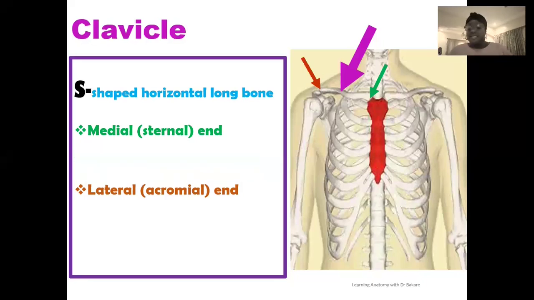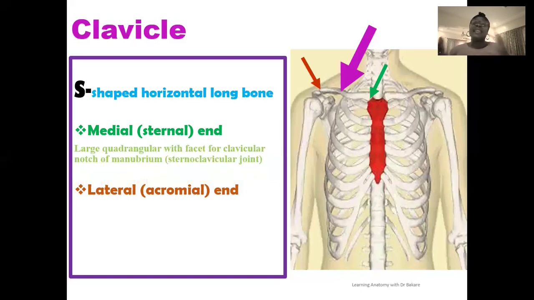So if you go back to the sternal end, if you drive deep into it, you see that it is larger when you compare it with the lateral end, and it is quadrangular in shape. It is seen to have a facet that helps to connect with the clavicular notch of the manubrium. Remember, we said that the connection of the sternal end is on the manubrium of the sternum, and this is where we have the creation of the sternoclavicular joint.